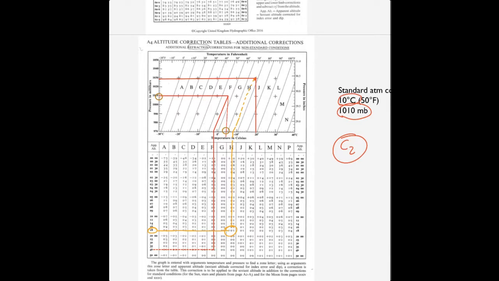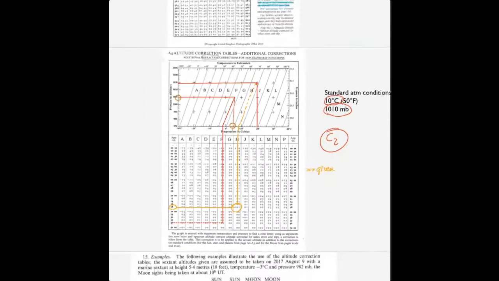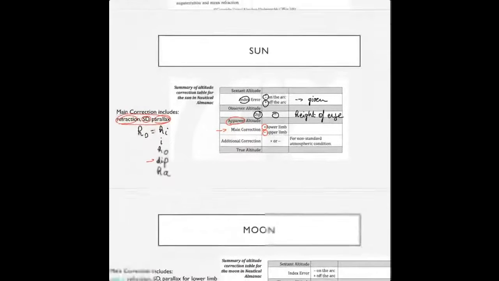Okay, but in most cases this will also be given in the exercise. If nothing is given, then you will be on standard atmospherical conditions. If you deviate from these standard atmospherical conditions, it will be mentioned in the exercise. Okay, and that's then all the corrections you need to apply for the sun.